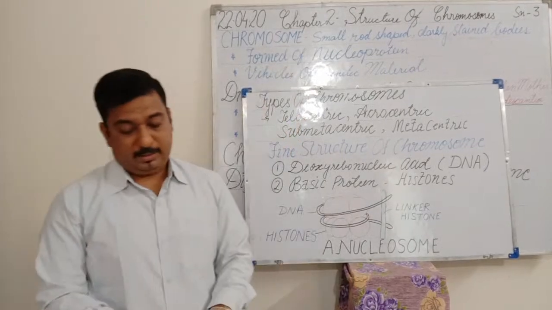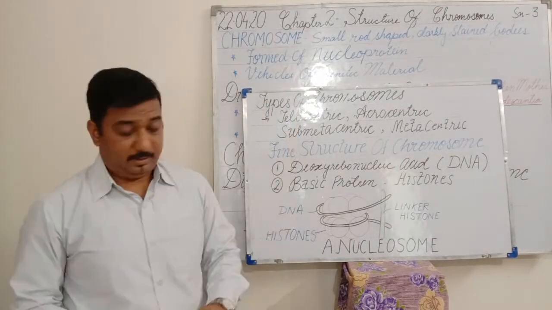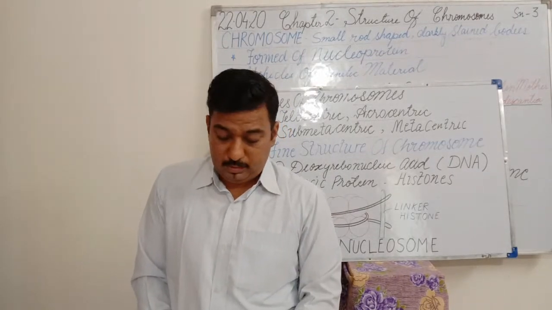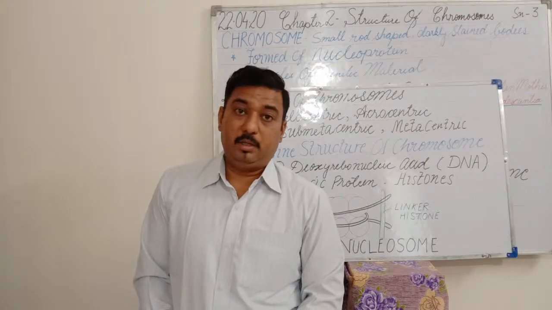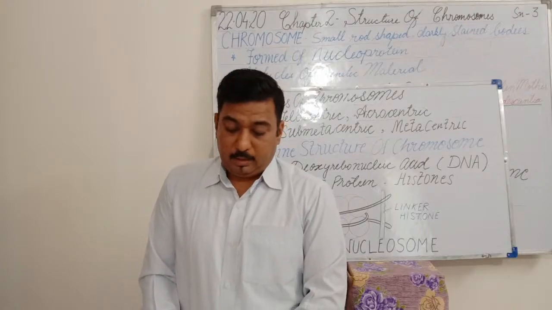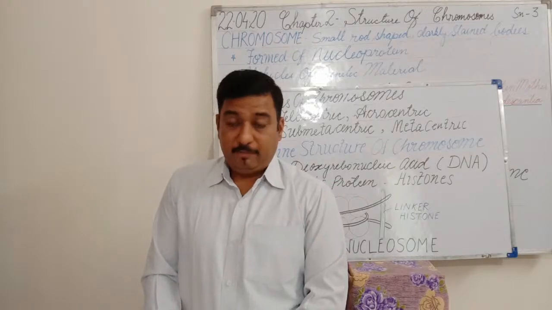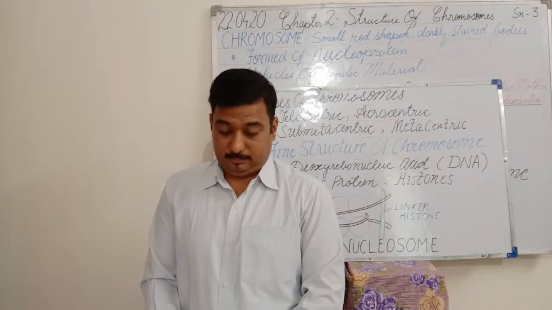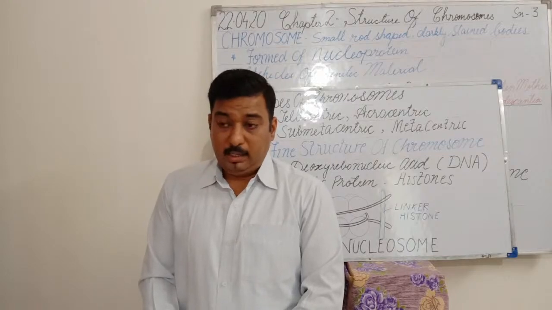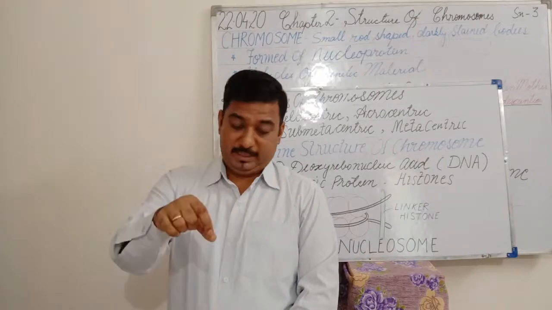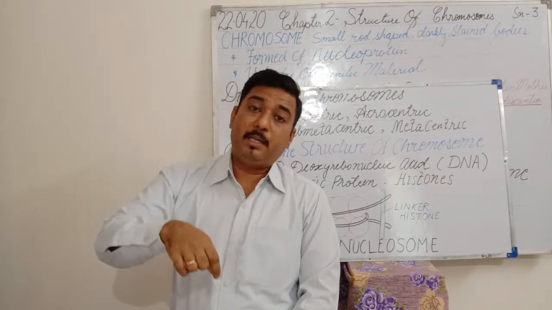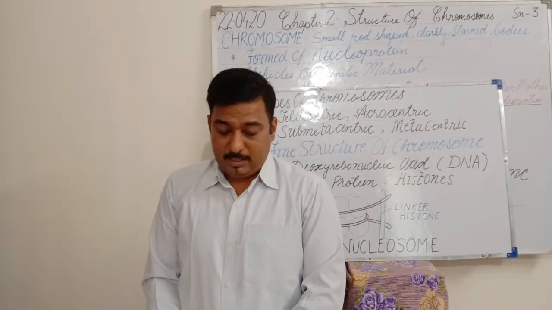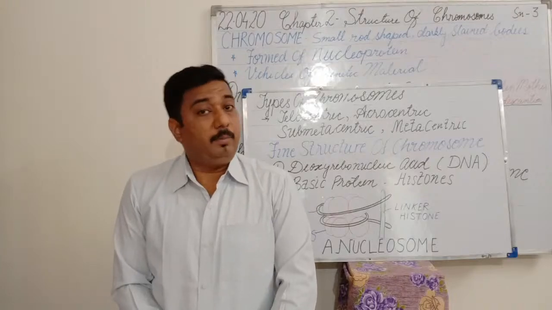Let us see the submetacentric. What happens in submetacentric? These chromosomes attain an L shape. They are also called L-shaped chromosomes, where the centromere is slightly away from the midpoint, and the two arms are unequal. You will find it is not at the midpoint but slightly away from it, and it forms the alphabet L, and the two arms will be unequal.